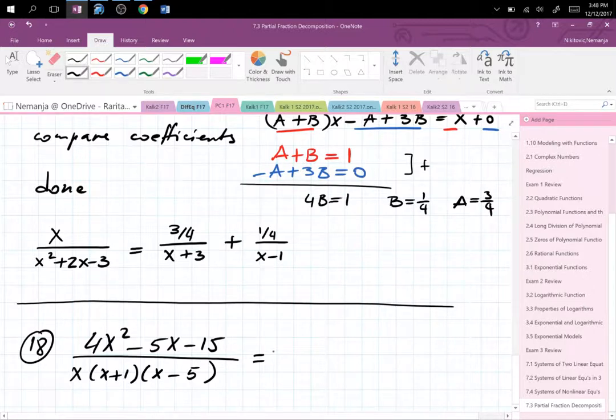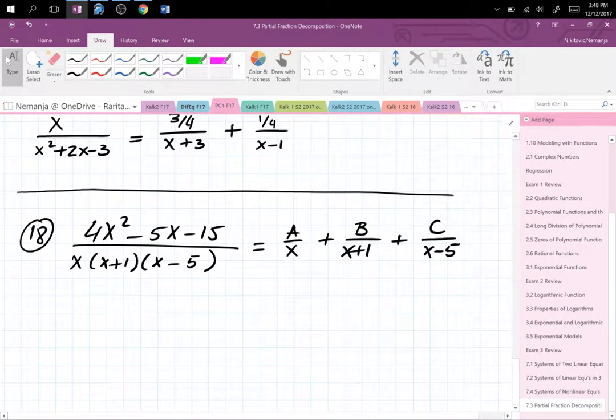And now what I see are 3 linear terms, which means we are going to have 3 terms to set up with a, b, and c. One is going to have x as a denominator, plus b over x plus 1, and c over x minus 5. So these are the ones.